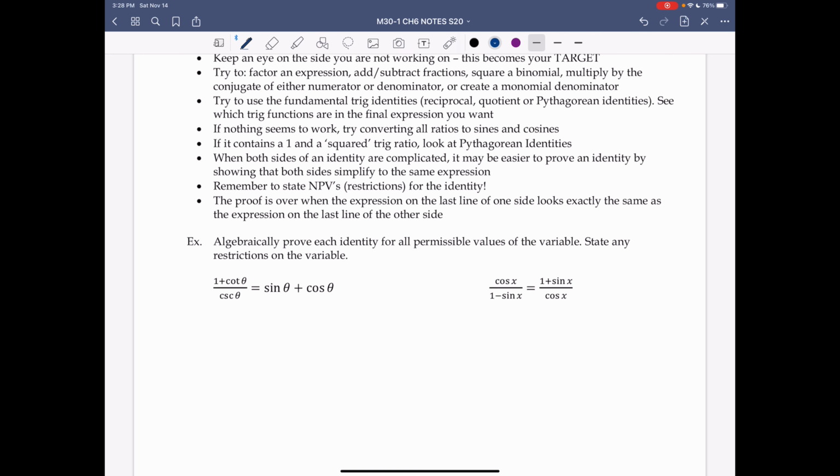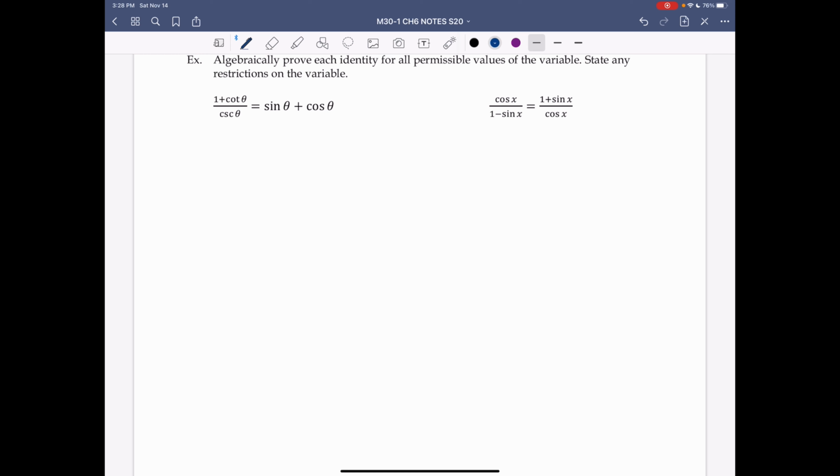Example, algebraically prove each identity for all permissible values of the variable. State any restrictions on the variable. We have 1 plus cotan theta over cosecant theta equals sine theta plus cos theta. The left side is 1 plus cotan theta over cosecant theta, and the right side is sine theta plus cos theta. The left side's more complicated, so I'm going to simplify that one.